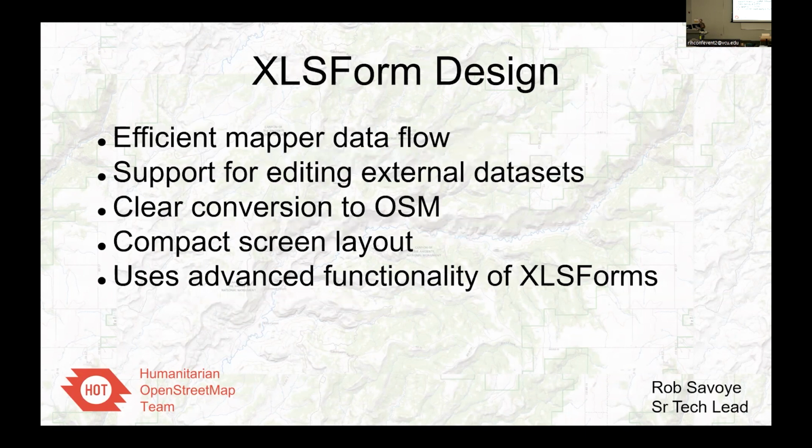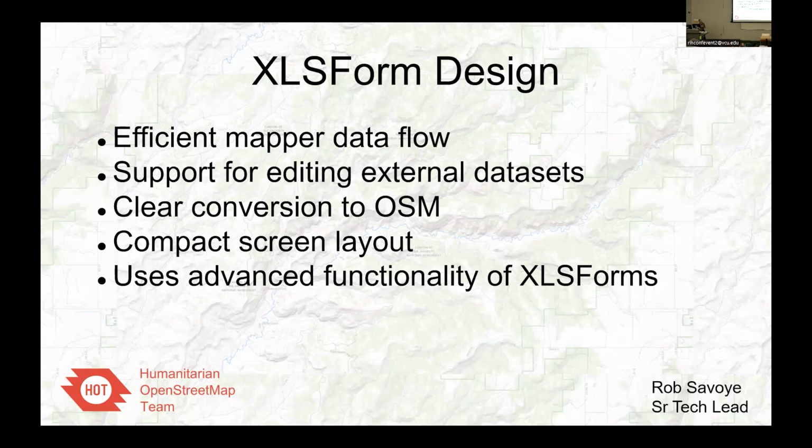So one of the things was, I said, efficient mapper data flow, support for editing existing data sets, sometimes external data sets. Like the other day I was out mapping, I had a data extract of BLM campsites in Colorado, and I could use that as targets to go edit and improve that data and import into OSM. I like mapping campsites. And also a lot of this was designed to make the data we collect easily imported into OpenStreetMap, because a lot of times when people are doing XLS forms, they're just arbitrary values and tags and stuff like that.